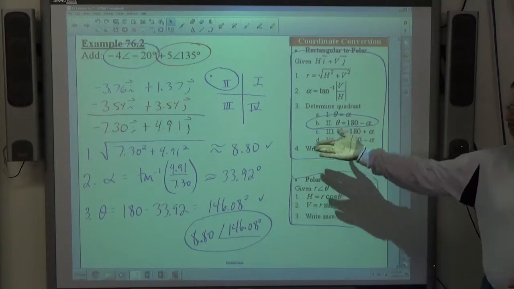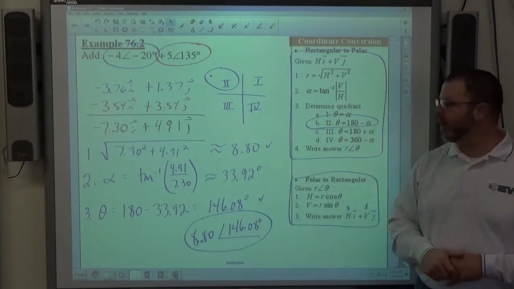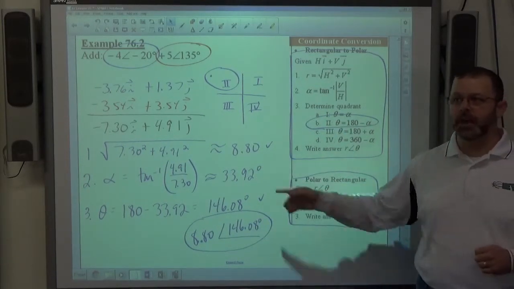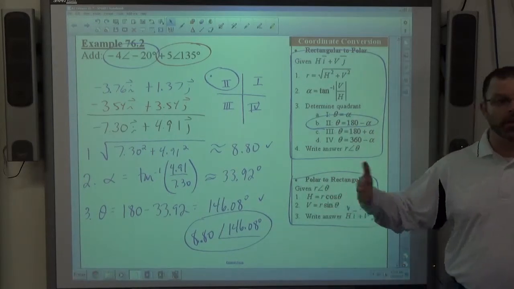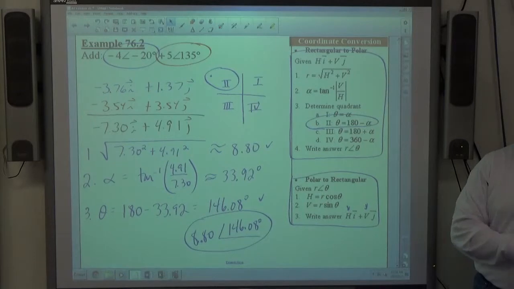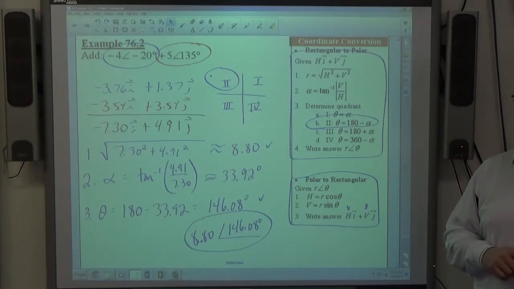And again, your calculator is doing all the hard stuff. Inverse tangent of 4.91 over 7.30. I don't know what that equals. My calculator sure did. Right, so allow your calculator to evaluate things for you, but you need to know what to type in and how to do it. That's what you need to work on. All right, so make sure you practice it, get good at it, and hopefully those will start being right every single time.